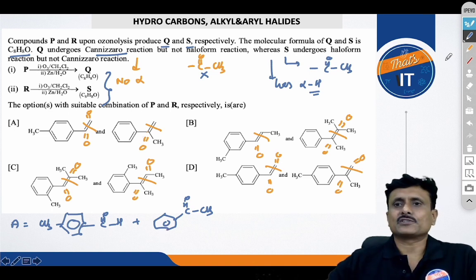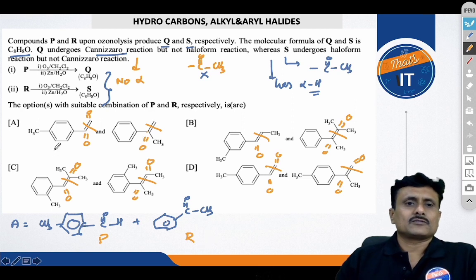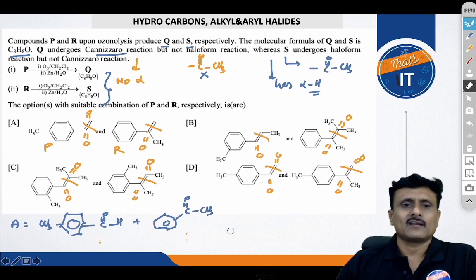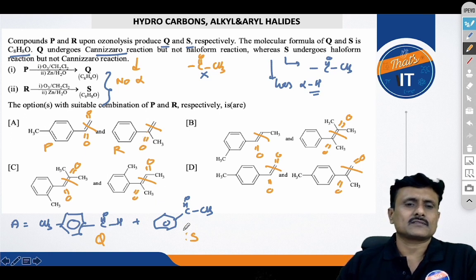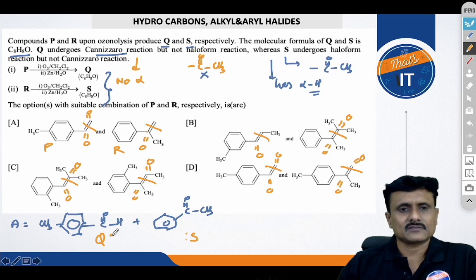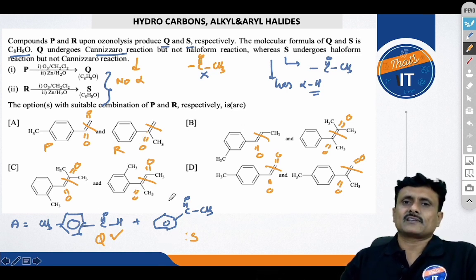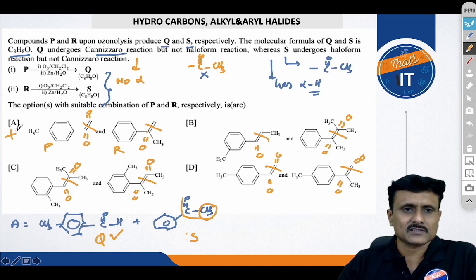So you can see if I assume these two are P comma R, the products that are obtained are Q comma S. So P gives rise to this, isn't it? R gives rise to S. Q undergoes Cannizzaro reaction, right? Because it has no alpha hydrogen. So the first condition is obliged, but not iodoform because there is no COCH3. Whereas S undergoes haloform because it has COCH3, but not Cannizzaro because this has alpha hydrogen. So A is matching our requirement.